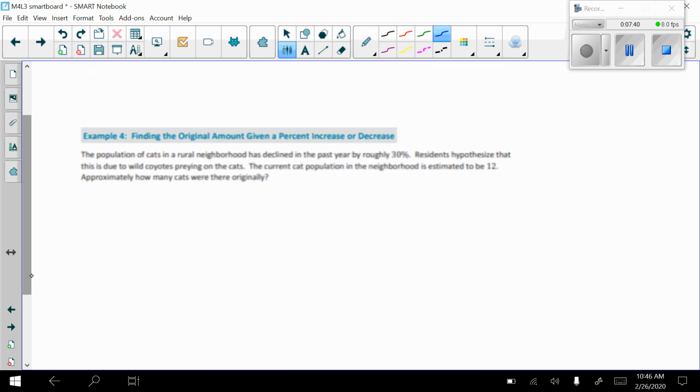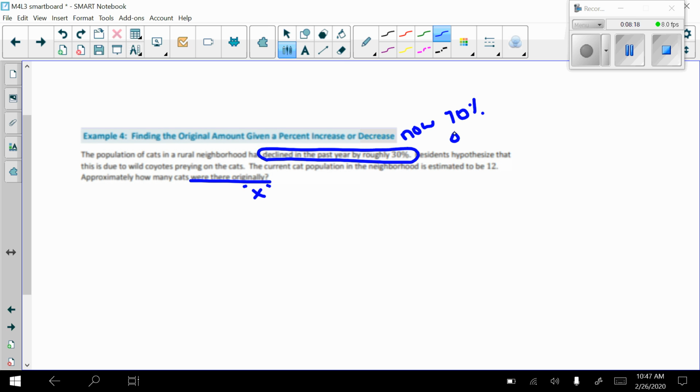Example 4. The population of cats in a rural neighborhood has declined in the past year by roughly 30%. Residents hypothesize that this is due to wild coyotes preying on the cats. The current cat population in the neighborhood is estimated to be 12. Approximately how many cats were there originally? Oh, I know originally is going to be my X value. It declined by roughly 30%. So that means now 70% of original.